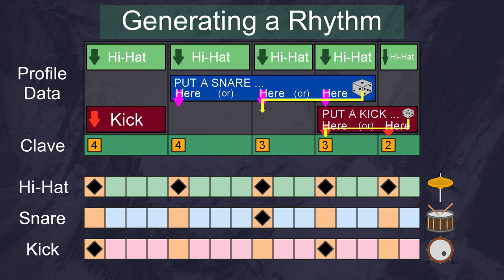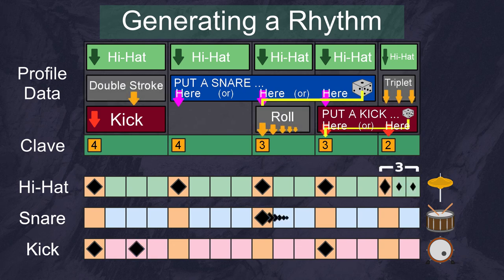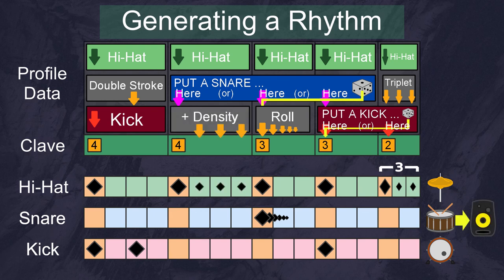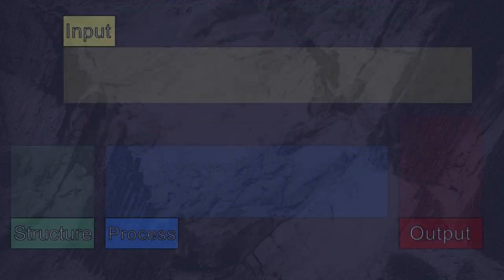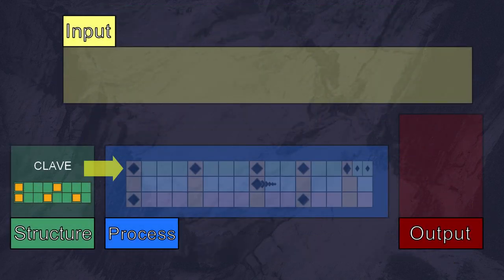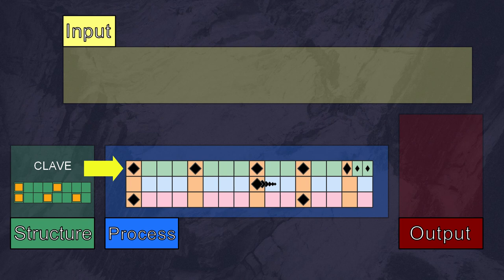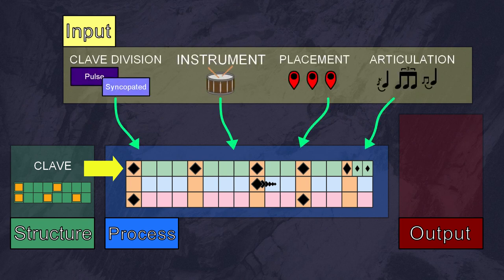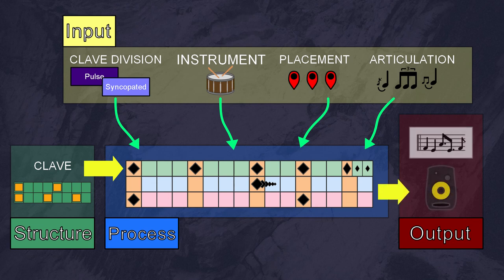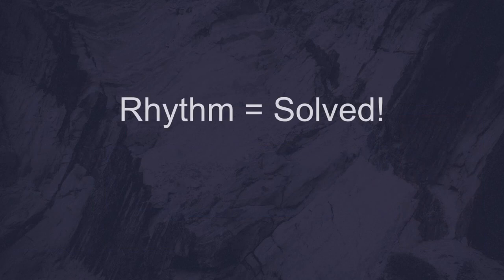To expand on this, we can add more attributes and musical embellishments and assign them to each of the segments. We might want to add rolls, triplets, or double strokes, or we might increase the note density. And once we finish the pattern, we just send it to the instruments to start making the sounds. So let's recap. We're using the clave as our structure that tells us where we need to put everything, and then we're populating it with inputs that we can describe in simple music theory terms. And then we're processing it and sending it to the output. So that's the rhythm problem solved, and we can already create drum patterns with this.